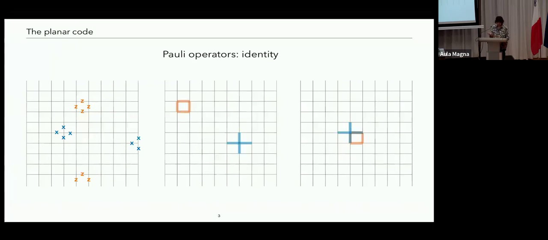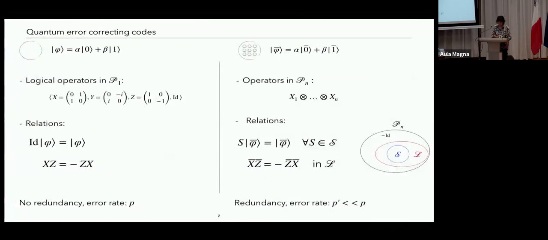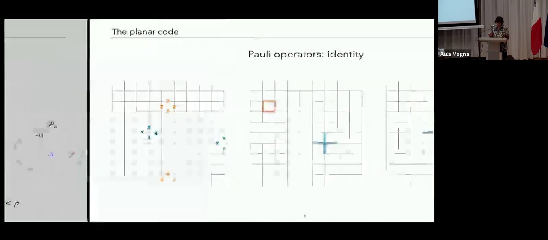So I will use orange for Z and blue for X. And when I draw something like this, I mean the operator that has Z support on these 4 qubits and the identity elsewhere. We don't know what the state is, but I'm just saying these are the operators that are gonna act as the identity on my code space. And the first thing that I have to check is that they actually commute, right? So identity is the identity, so you should apply the identity left and right, and it should be the same.